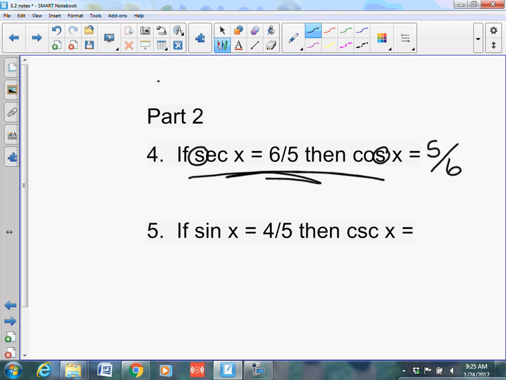So, if the sine is 4/5, what's the cosecant going to be? Are they reciprocals of each other? What are they going to be? 5/4?